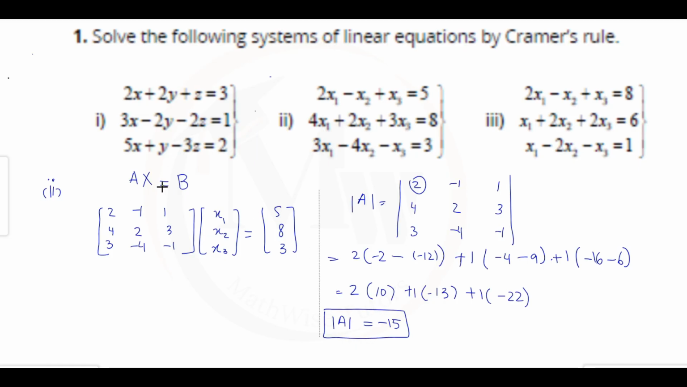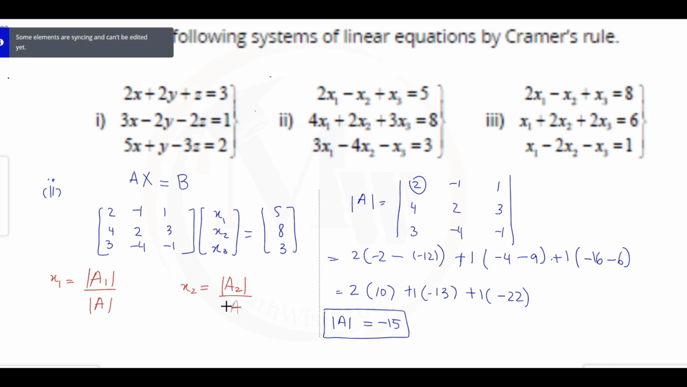Now how to find x? Because our concern is to find x. And what is x? X has three variables, x1, x2 and x3. How to find these x1, x2 and x3? So x1 is equal to the determinant of capital A1 over the determinant of A. X2 is the determinant of A2 over the determinant of A. And x3 is the determinant of A3 over the determinant of A.